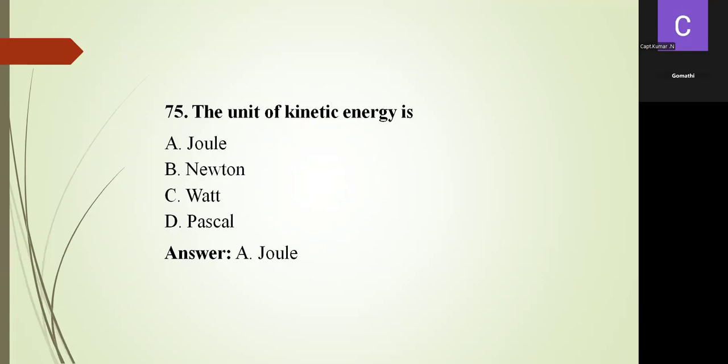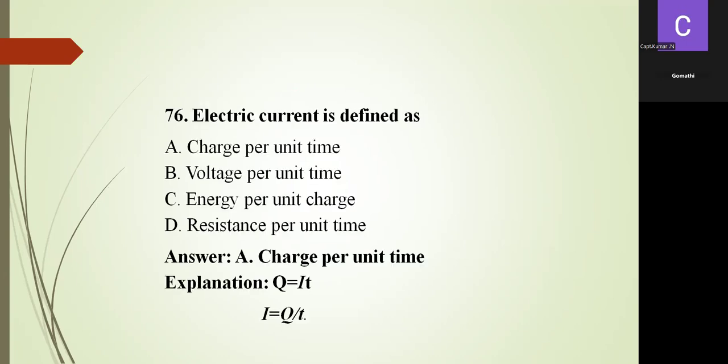The next question is: the unit of kinetic energy is? The energy unit is joule. Mechanical energy is the sum of kinetic energy and potential energy. Kinetic energy is E equals half mv square, and potential energy is E equals mgh. So mechanical energy is half mv square plus mgh.